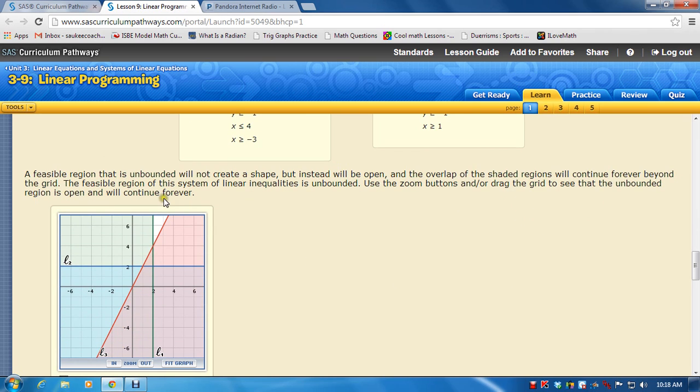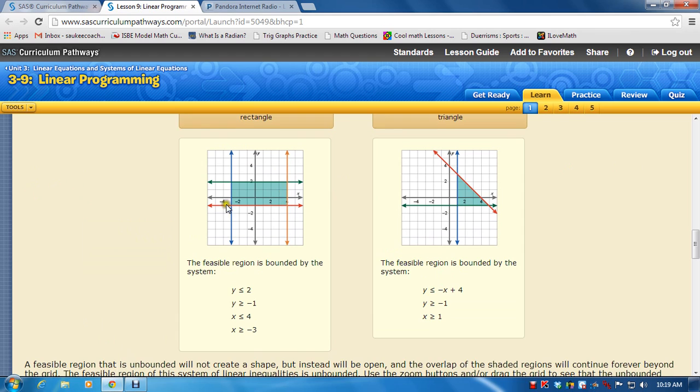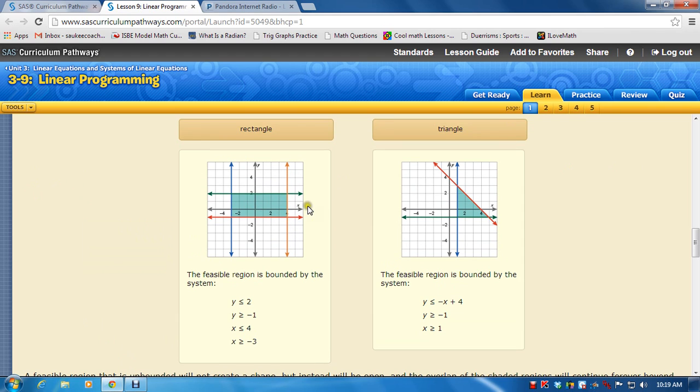Now, there is also a feasible region which might be unbounded. You can see up here, there's no spillover. It stops going up, stops going left, stops going down, stops going right. Same for this.